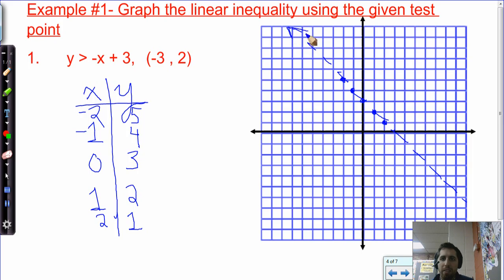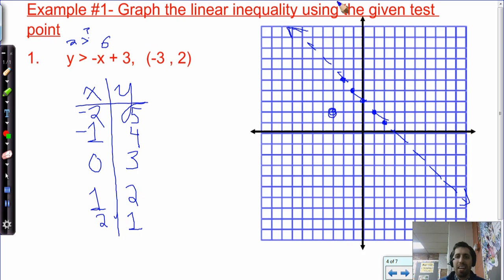And we know that one side is going to be all the ordered pairs that make the inequality true, and one side is all of them that don't make it true. So we have to find out which is which. Let's look at -3, 2. We can go -3 over, up to 2. Let's test this point and see, does this point and all the points on this side make it true or not? Well, if I put in -3, the opposite of -3 is 3. 3 plus 3 is 6. And we'd have 2 is greater than 6. Is that true? That is not true.